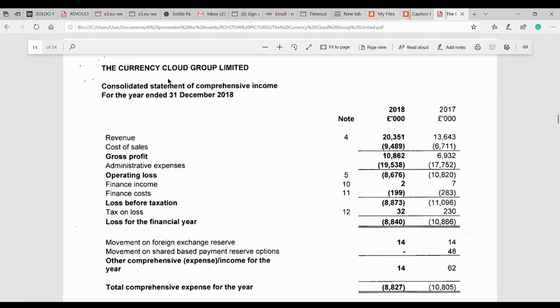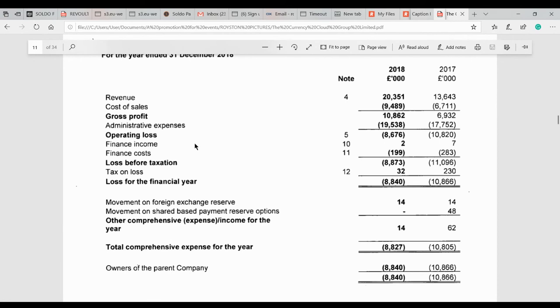Obviously, this is called the Currency Cloud, so you can see that they're doing some innovative stuff. This is a fintech business. And look, they're actually making a loss. However, again, go back to the admin expenses.